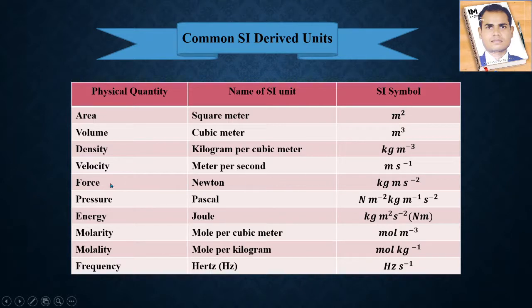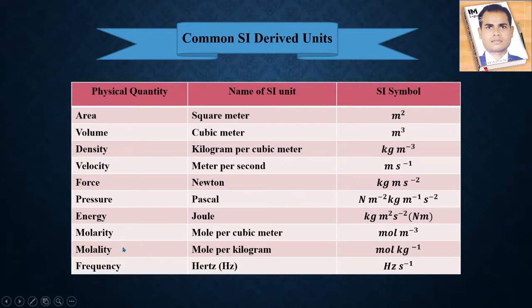The next physical quantity is force. The SI unit for force is the Newton, and the symbol is kg m s⁻². Next is pressure: the SI unit is the Pascal, and the symbol is N m⁻², or kg m⁻¹ s⁻². Next physical quantity is energy: the SI unit for energy is the joule, and the symbol is kg m² s⁻², or N m.